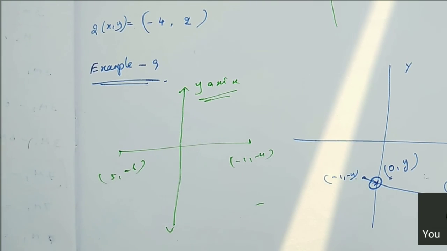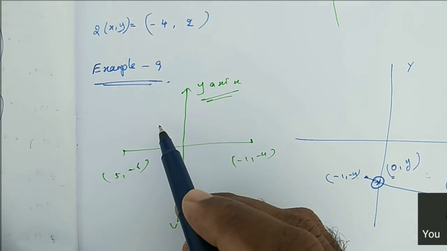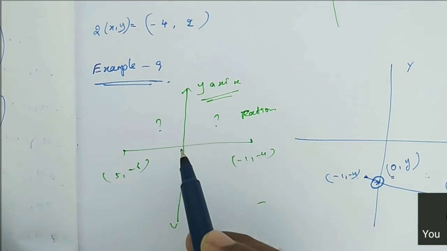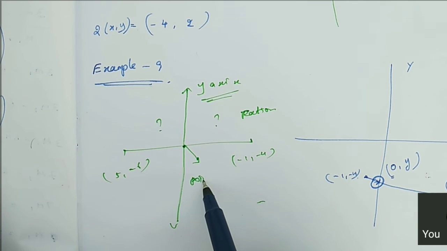The y-axis divides the line segment. We are supposed to find the ratio. It is divided into two parts, so we can find the ratio as well as the point of intersection.